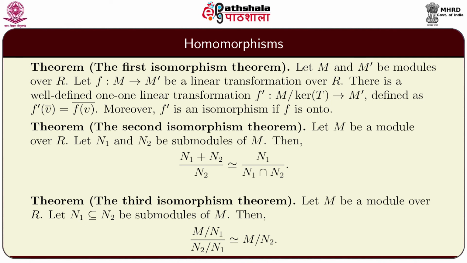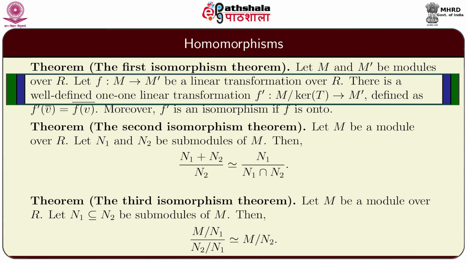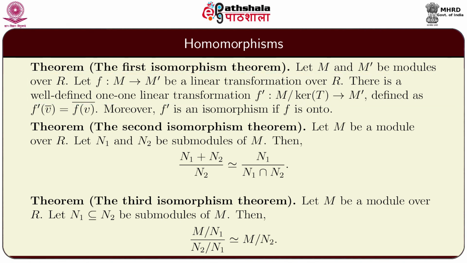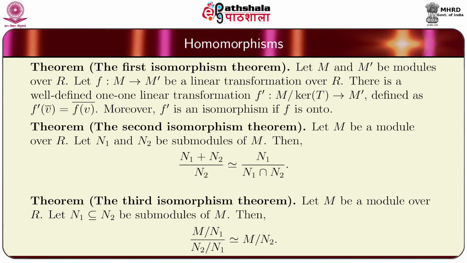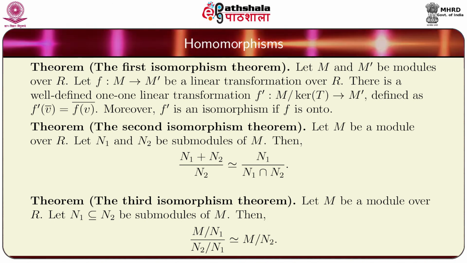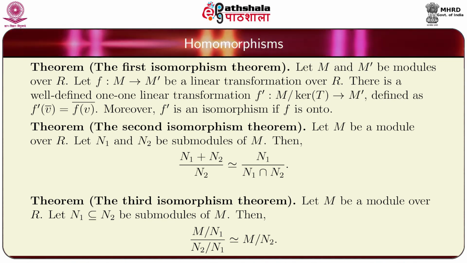The usual isomorphism theorems hold, like for quotient vector spaces. So, the first isomorphism theorem says the following: let M and M dash be modules over R, let F from M to M dash be a linear transformation over R. There is a well defined 1-1 linear transformation F dash from the quotient module M quotient kernel of F to M dash defined as F dash of V bar is equal to F V. Moreover, F dash is an isomorphism if F is onto.